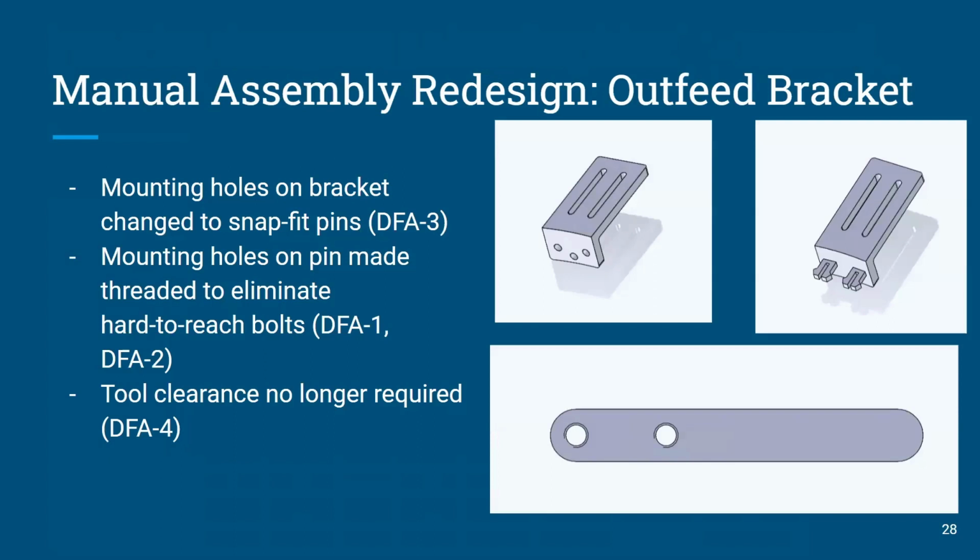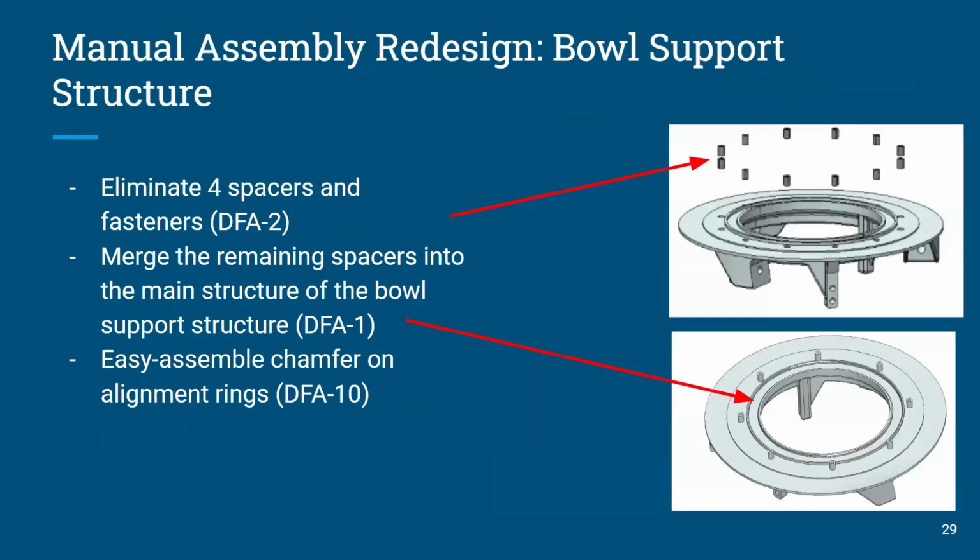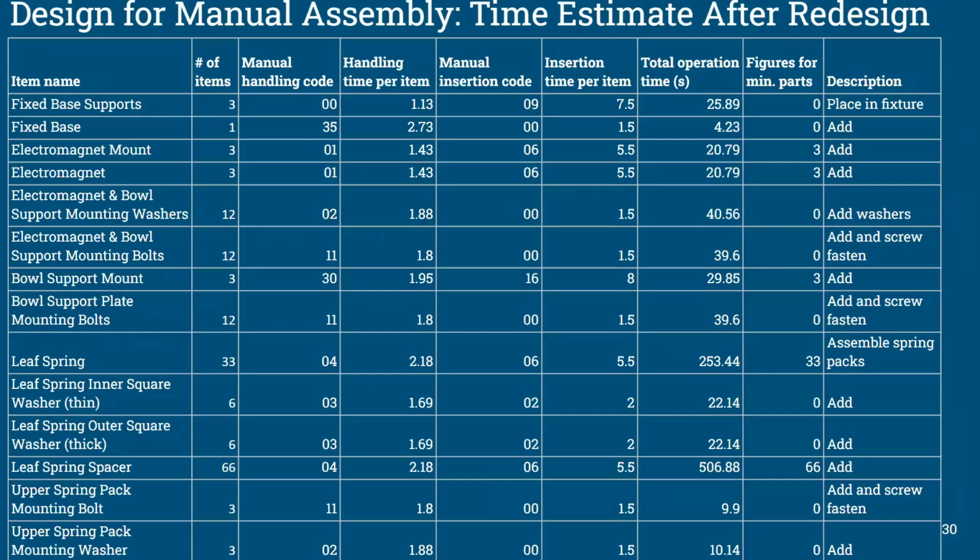Shown on the right, the left image is the pre-redesign outfeed bracket, and the right is the post-redesign. We changed the mounting holes with through bolts to snap-on pins, and the picture at the bottom shows the mounting holes on the alignment pin are threaded now to eliminate hard-to-reach bolts. For the bolt support ring structure, we eliminated 4 spacers and fasteners, and we merged the remaining spacers into the main part of the bolt. This reduces part count and also reduces fasteners.